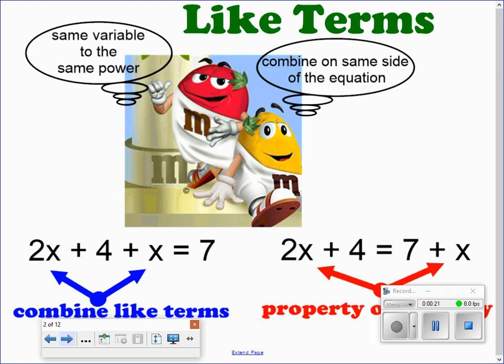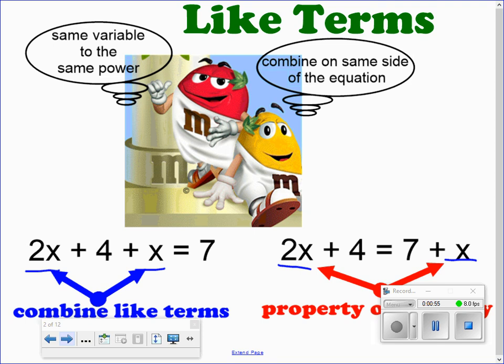Remember that like terms, we talked about this yesterday, are terms that have the same variable raised to the same power and are on the same side of the equal sign. So 2x and x are considered to be like terms because they are on the same side of the equal sign, so you can combine them. 2x and x, although they have the same variable and they're on the same power, you can't combine them because they're on different sides of the equal sign.